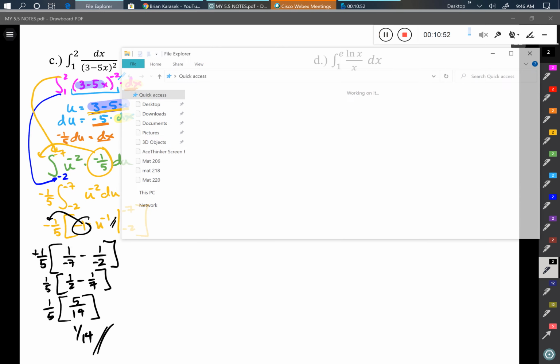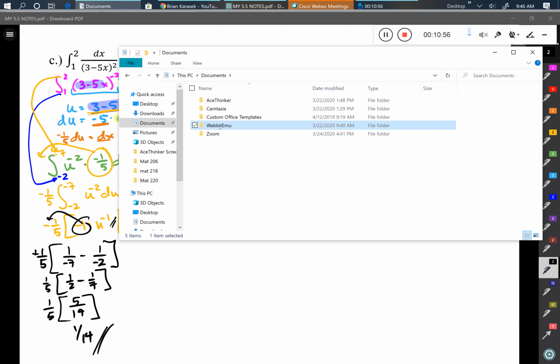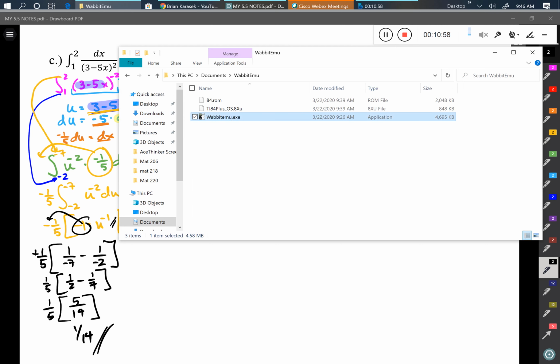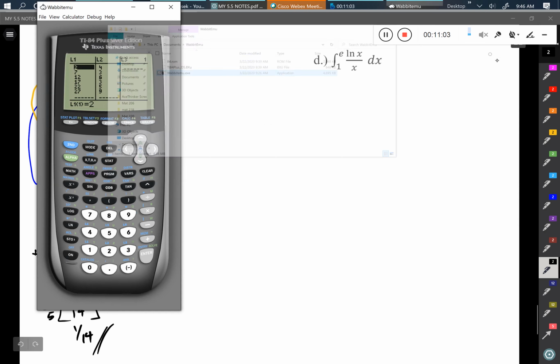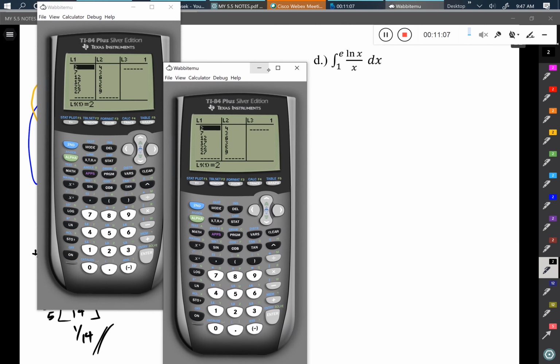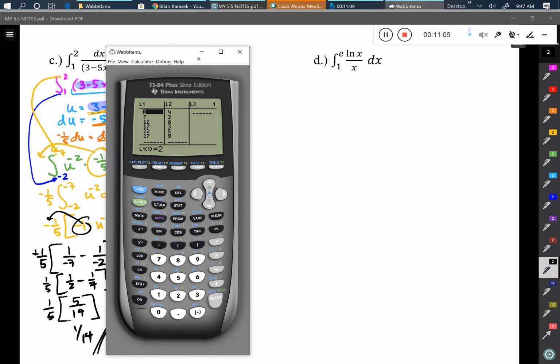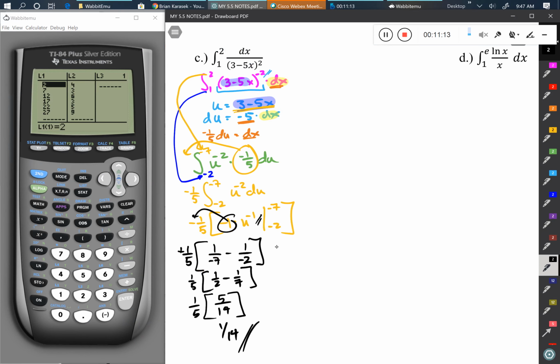Let's see, File Explorer, Documents, Wabbit, EMU. If I just use my calculator, I can actually, let me close that one. Why are there so many of these? Oh, okay. I can pretty easily check my work. So I'm going to go back, quit out of there, go back to my home screen.